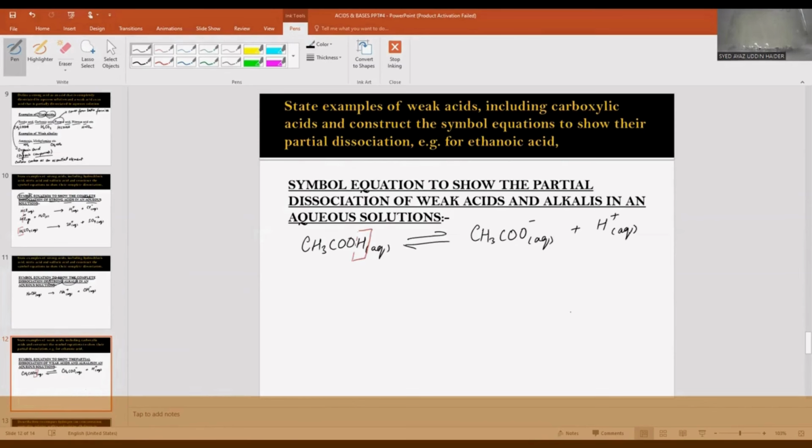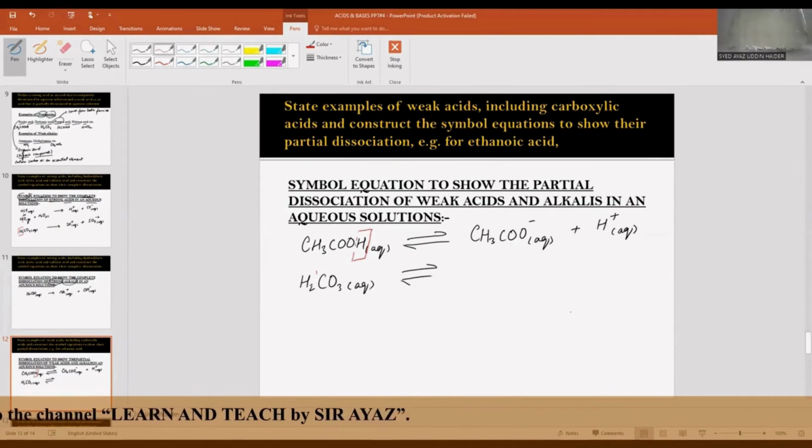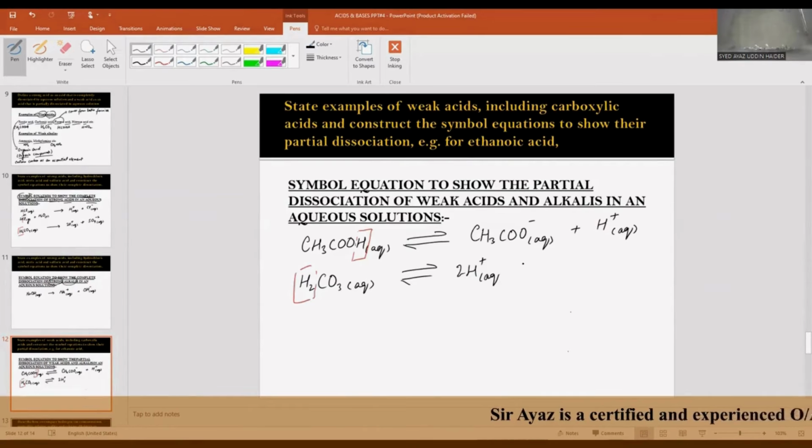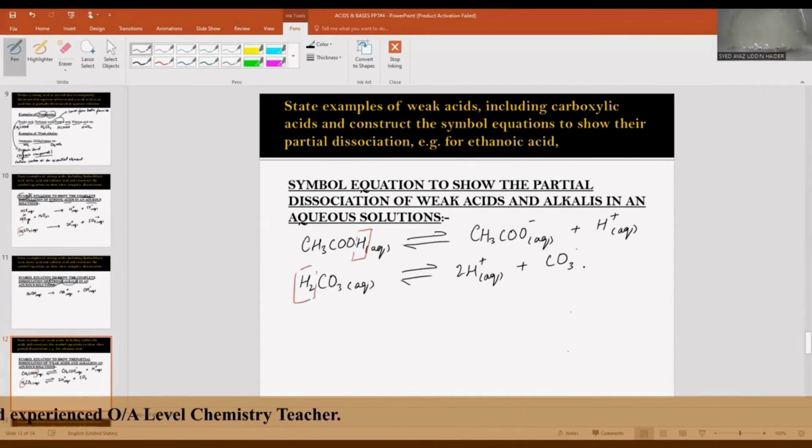For carbonic acid, the ionic equation will be like this for partial dissociation of carbonic acid. This is carbonic acid. Again, you have two hydrogen. So you write 2H positive aqueous plus CO3. You know the charge on CO3, carbonate ion, which is -2.